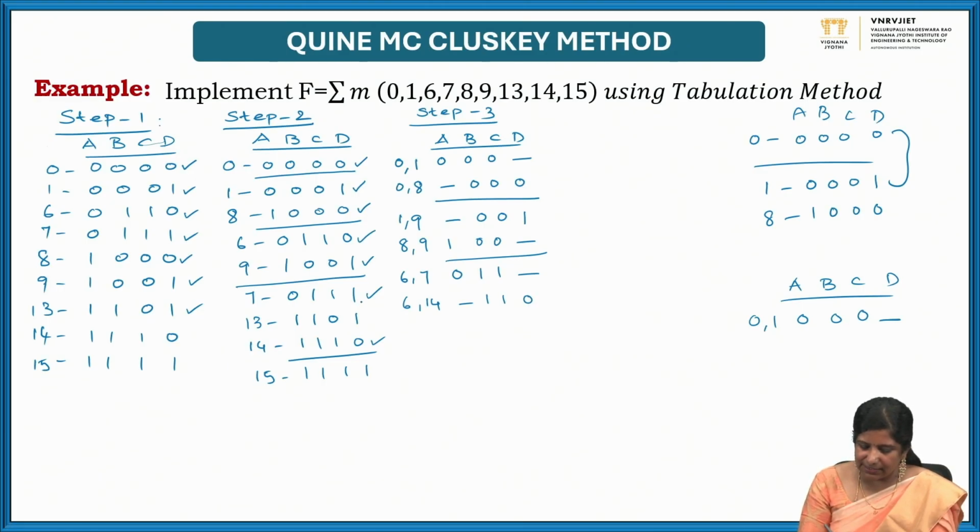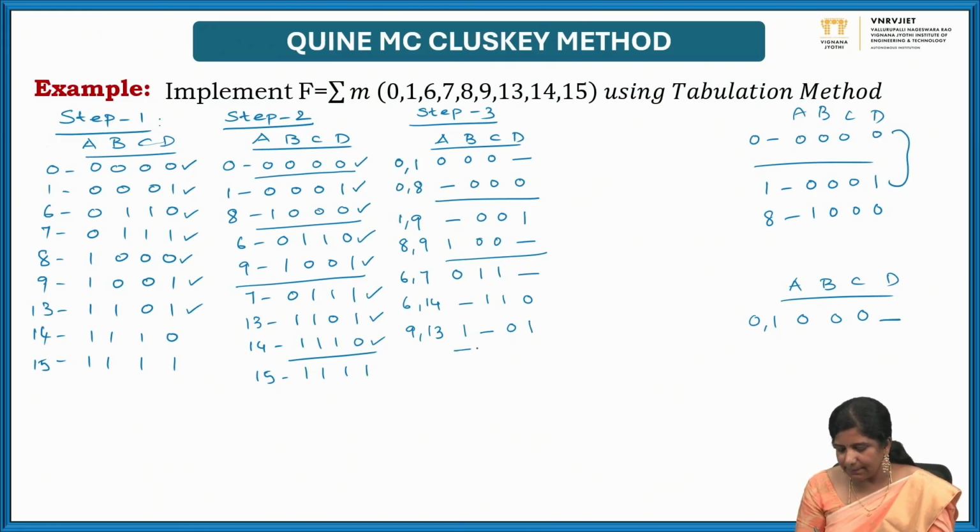Next, 9 and 7, I cannot combine because they differ by more than 1 bit. 9 and 13 I can combine because they differ by only 1 bit. So 1, dash, 0, 1. Then 9 and 14 also differ by more bits, so I cannot combine. So here the comparison of the group 6, 9 and the group 7, 13, 14 is done.